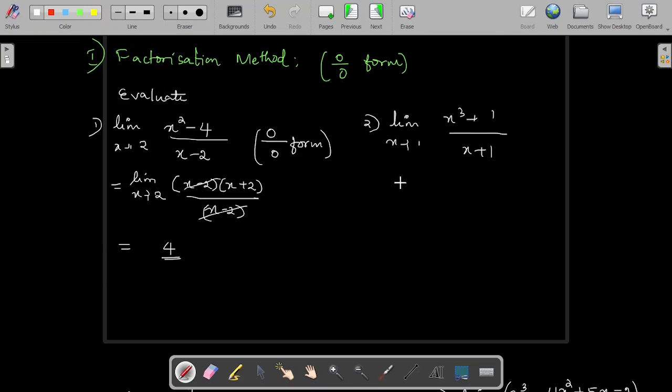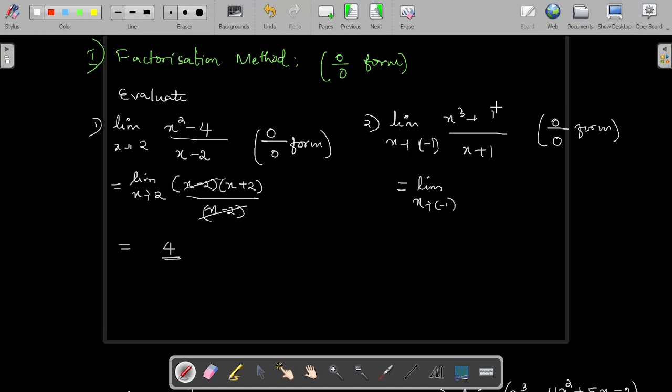Now consider the second problem. Limit x tends to minus 1, x cube plus 1 divided by x plus 1. So in this case, when you apply the limit, now put x equal to minus 1, you will get minus 1 whole cube is minus 1 plus 1, which is 0, by minus 1 plus 1, 0. Again 0 by 0 form. So you have to factorize to cancel out few of the factors.